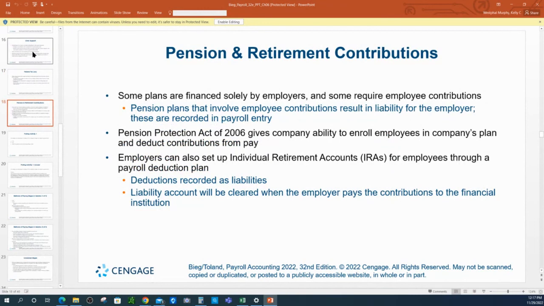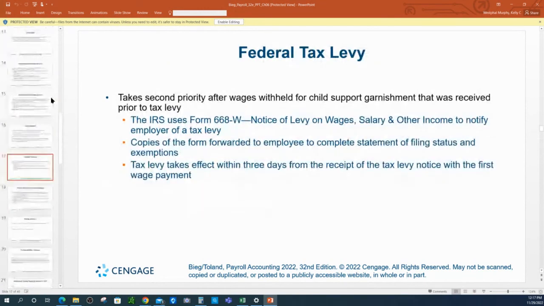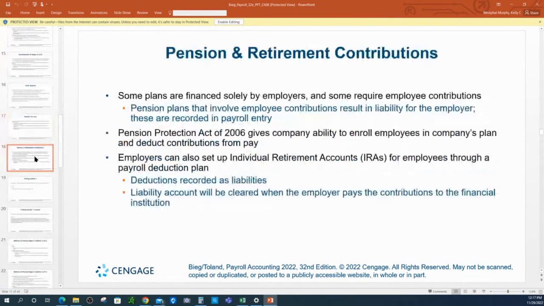Okay, so we're talking about involuntary types of deductions. Pension and retirement contributions may or may not be voluntary or involuntary, depending on who you work for. If you are a state employee, you are required to contribute to a retirement plan. You don't have any choice in the matter. But for a lot of private companies, you've got a choice whether or not to participate.